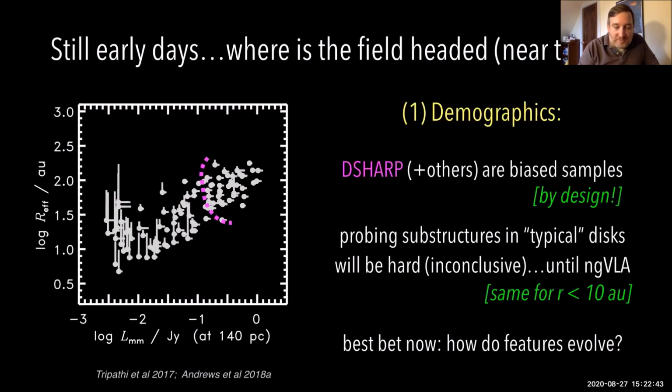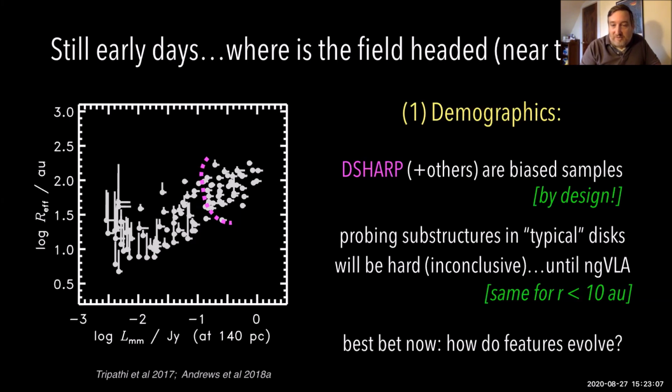So I want to say a few things about where the field is going. I think I'll sort of split it into the near term and the further term, right? It's still pretty early days. And one of the big issues that's of interest to all of us is basically to learn more about the demographics of substructures. DSHARP was great, and there's a few other samples out there. Feng Long and Mieke van der Marel have done nice surveys as well.